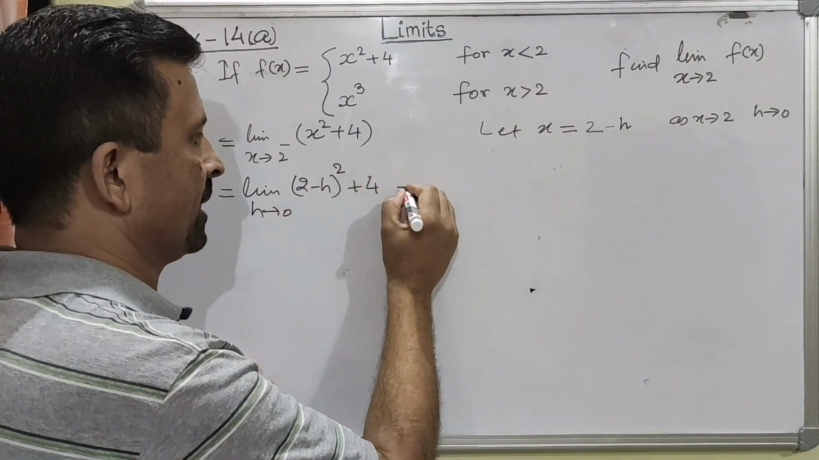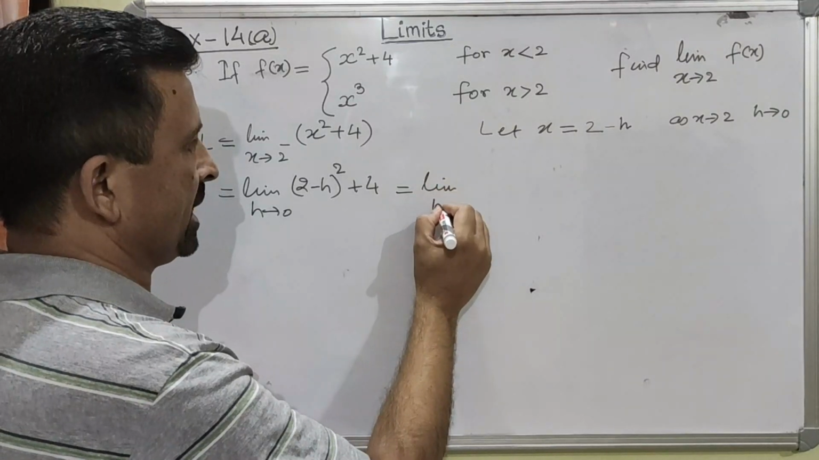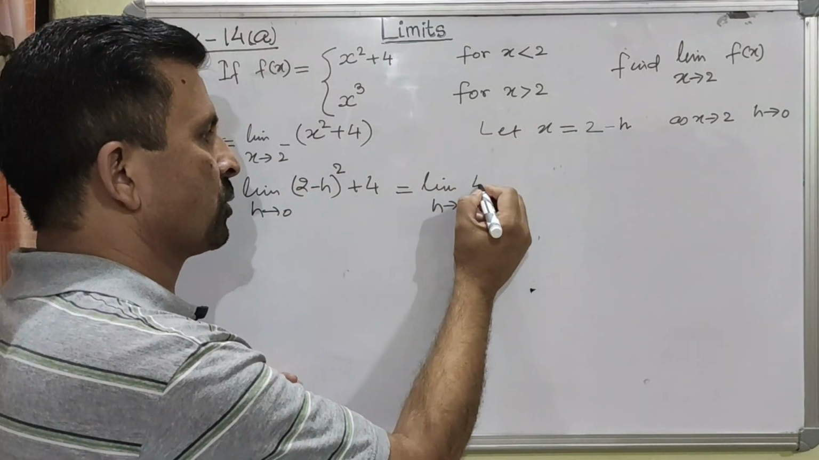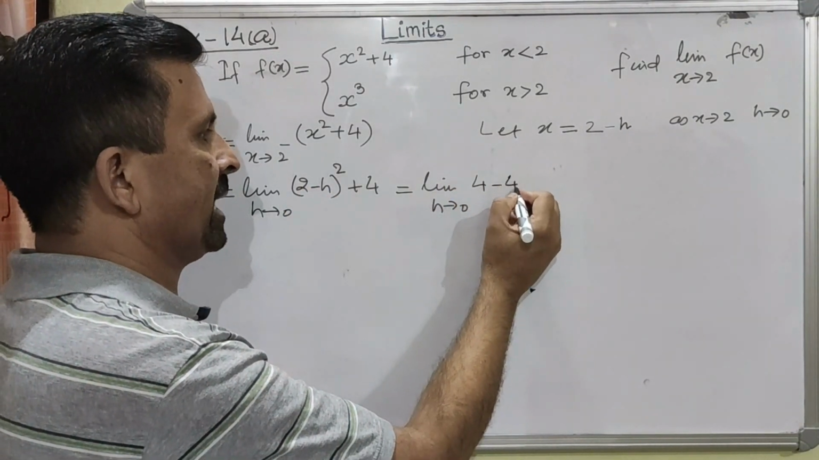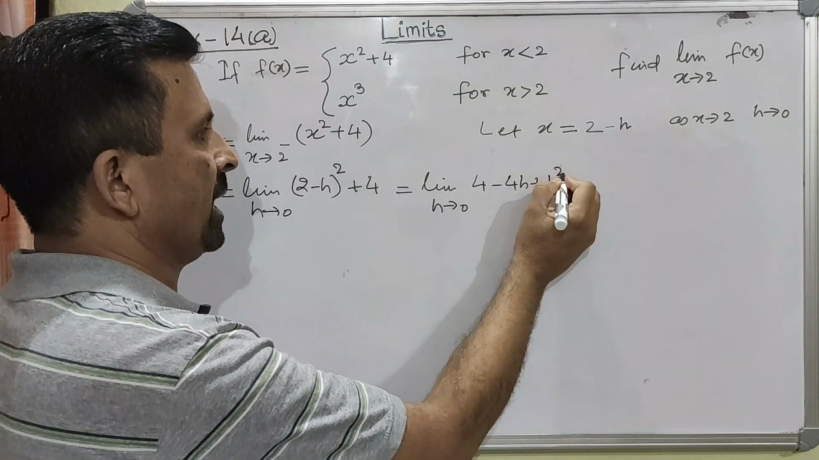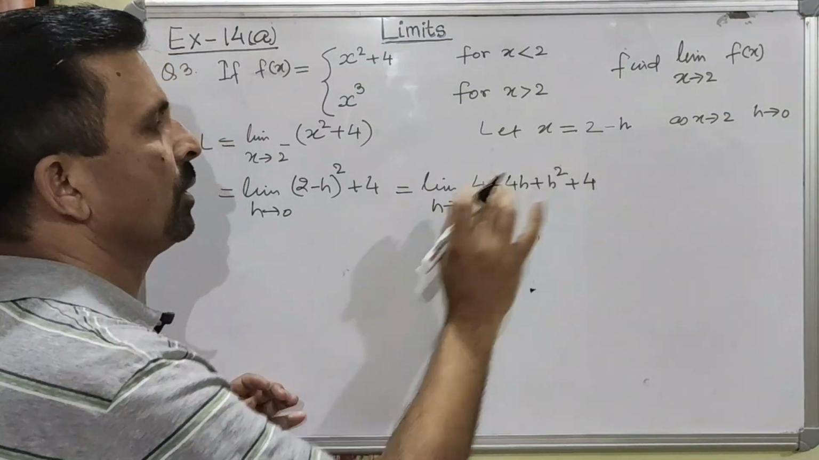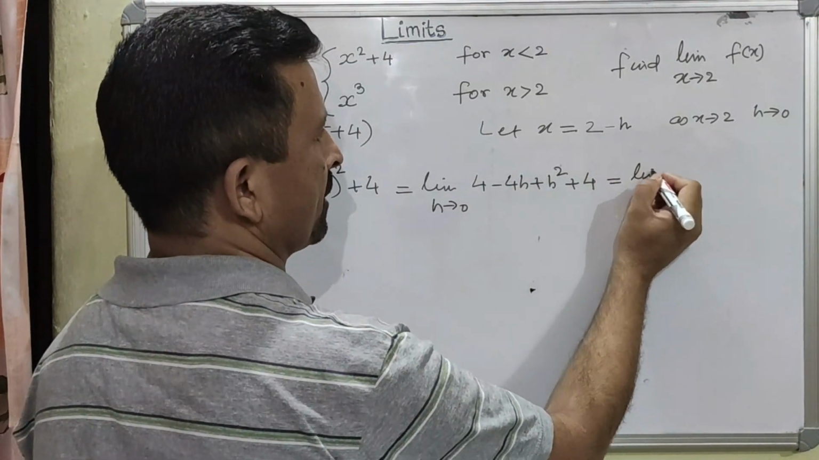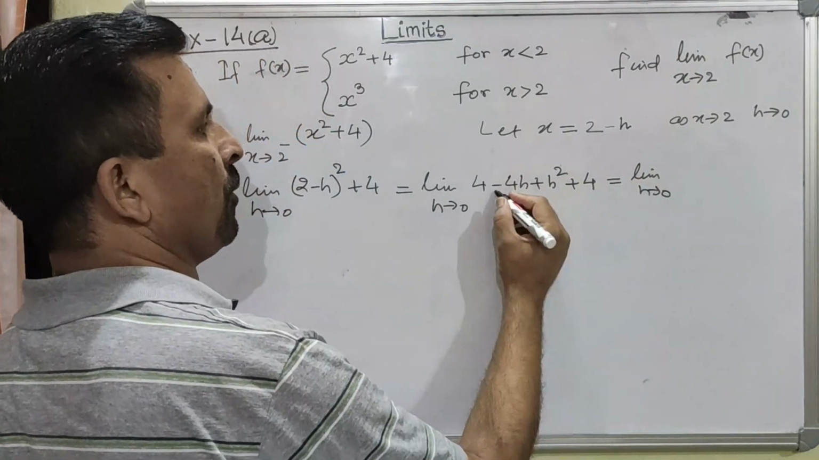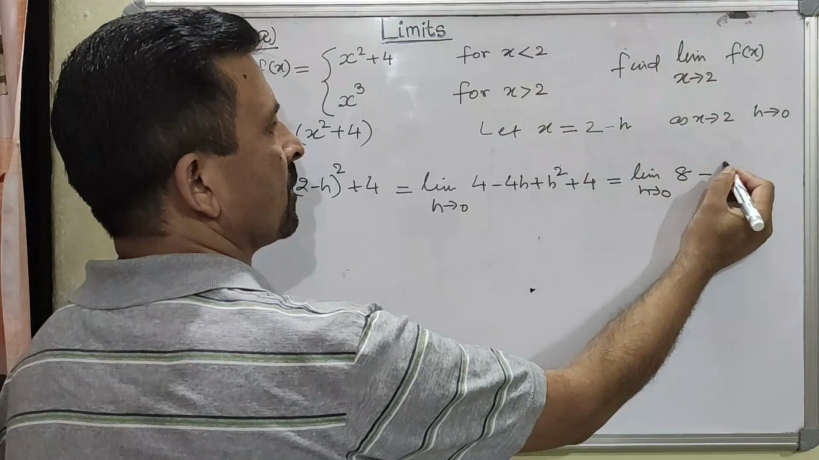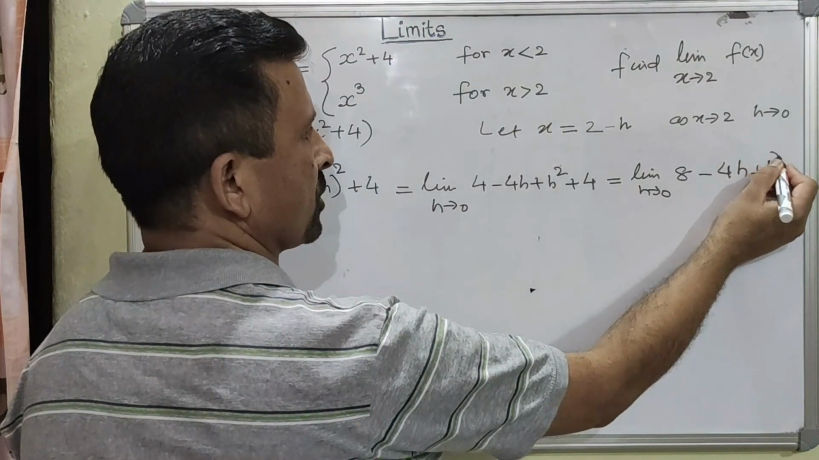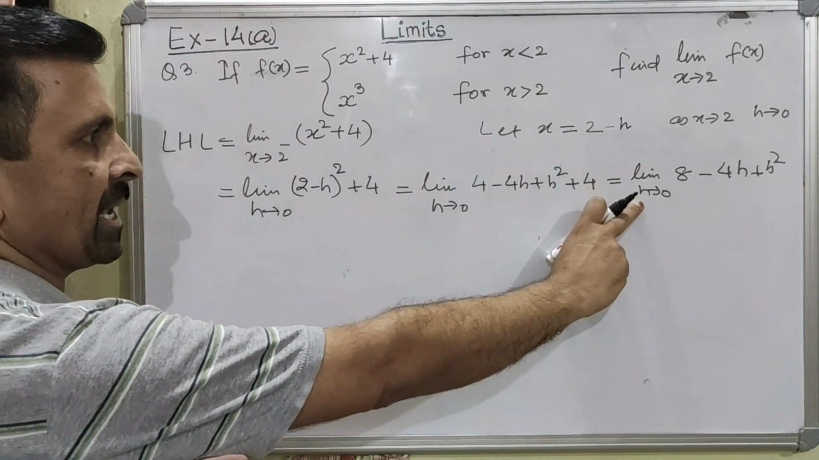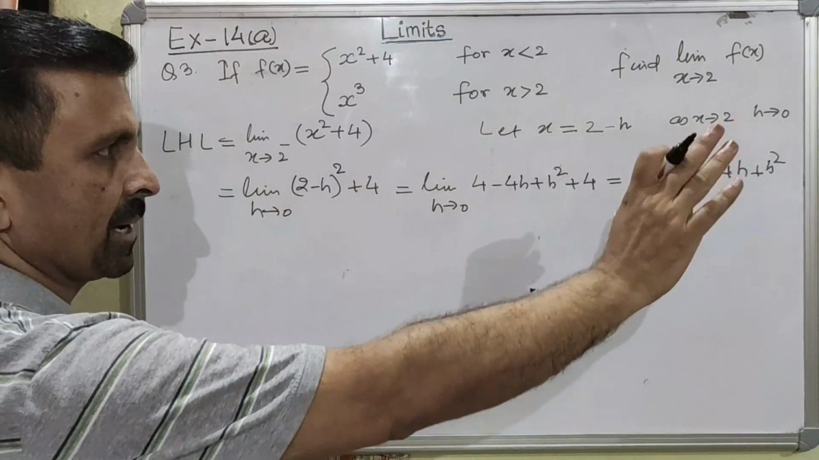So we are going to now simplify. This is limit h tending to 0. We can use (a minus b) whole square. So a square means 4, minus 2ab means 4h, plus b square means h square, and then plus 4. Now if we have like terms we can simplify. Limit h tending to 0, 4 plus 4 is 8, minus 4h, plus h square. Now your function is completely simplified. After the function is simplified, you can put the value of h as equal to 0. Wherever there is h, that part will become 0.